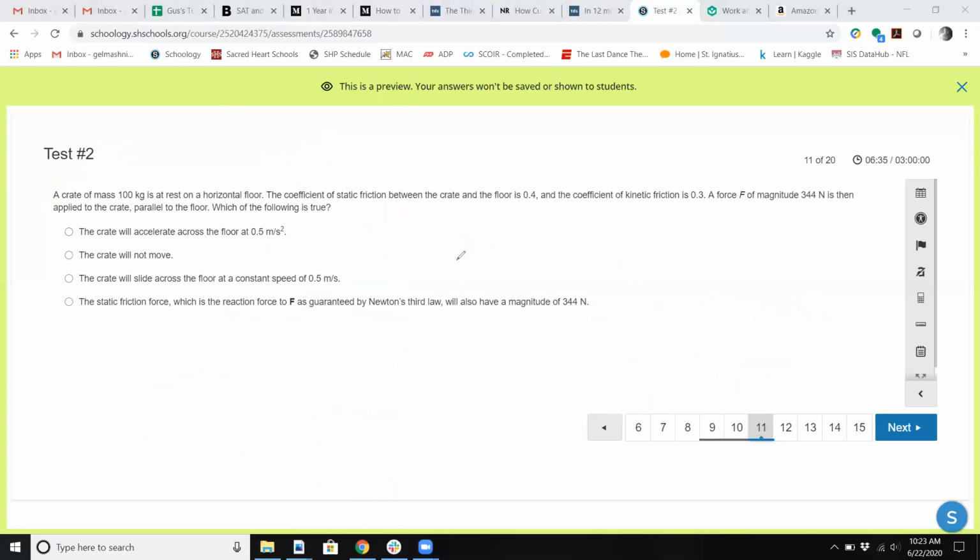So let's talk about this again. Horizontal floor, 100 kilograms. The coefficient of static friction between the crate and the floor is 0.4. Again, here are all of our forces. And the coefficient of kinetic friction is 0.3. A force F of magnitude 340 is applied to the crate parallel to the floor, of which the following is true.